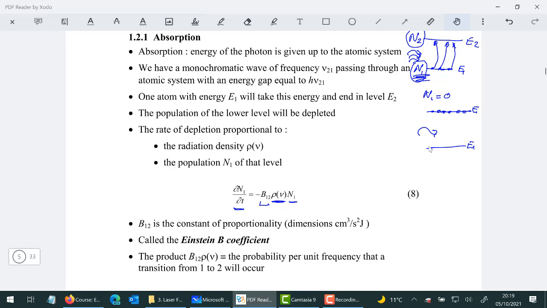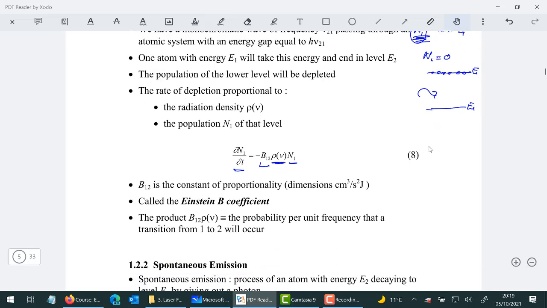Okay. The way of thinking about this is that the Einstein coefficient times the energy density, the radiation density, is equivalent to the probability per unit frequency that a transition will occur. You can use a statistical approach to this. Let's not complicate it any further than we need to. They're proportional, and it depends on how much light you put in and the number of atoms that you start off with in level 1. And we have a constant of proportionality.